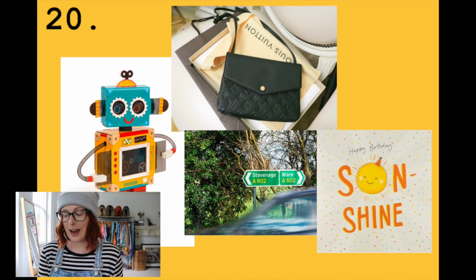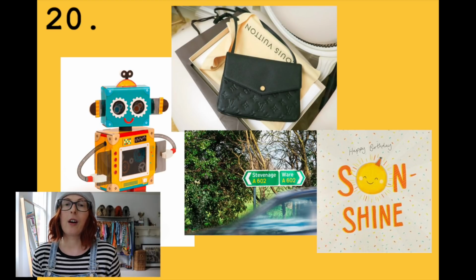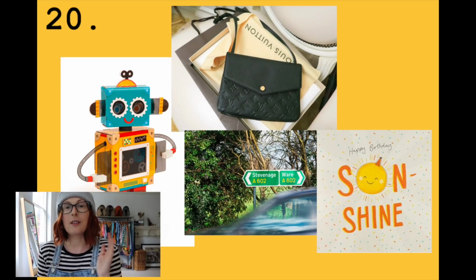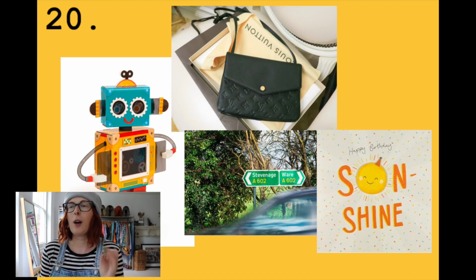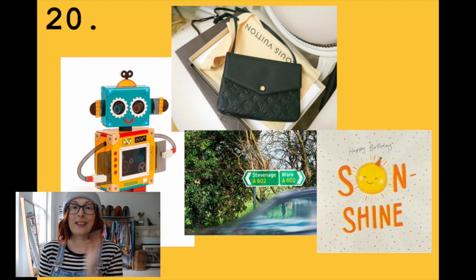And then the final one, number 20, we have a robot, we have a Louis Vuitton bag, we have a sign for Stevenage, and then we have a card that says sunshine. So this one is Robert. It's hard to say it without saying the name. A robot, Louis Stevenson, Robert Louis Stevenson. And that's the end. That's all 20.